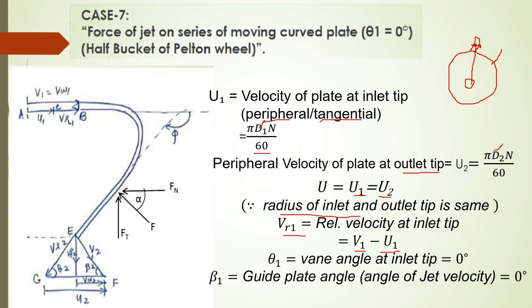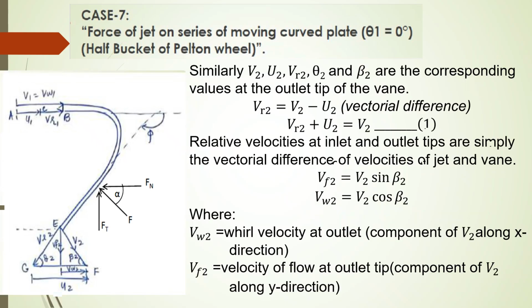Theta 1 is the main angle and beta 1 is the guide plate angle. And this angle actually is of the jet velocity, and it is 0 degrees at inlet. Similarly, we need to define all of the parameters for the outlet tip, and for that we have VR2 equal to V2 minus U2. This should be the vectorial difference. So we can place the vectors as well.